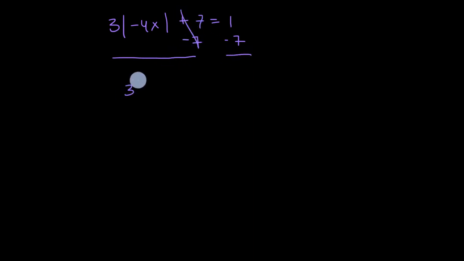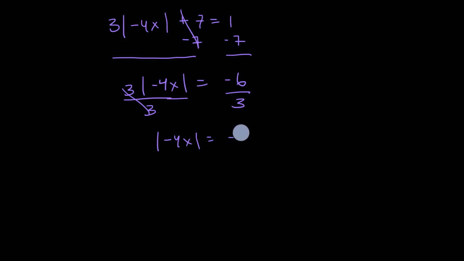And I'm going to do this in purple, just for the sake of variety. So let's say I have 3 times the absolute value of negative 4x plus 7 is equal to 1. Well, let's subtract 7 from both sides, and we are going to get 3 times the absolute value of negative 4x is equal to negative 6. Let's divide both sides by 3. And we are going to get the absolute value of negative 4x is equal to negative 2. Well, how can I take the absolute value of anything and get a negative 2? This is impossible. This will have no solution.